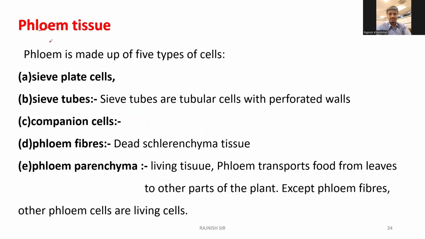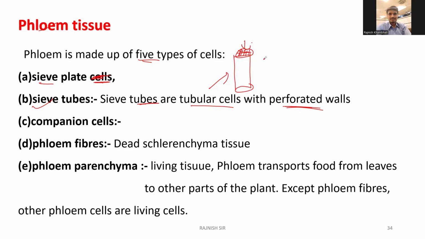The last one is phloem tissue. Phloem is made up of five types of cells, like sieve plate and sieve cells. Sieve tubes are again tube-like structures, tubular cells with perforations. Same as before, just draw the tube. This tubular cell is called a sieve tube. And above the sieve tube, perforation is there, as you can see in this diagram. This is called the sieve plate.